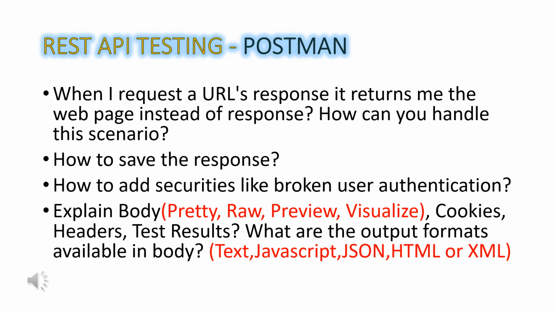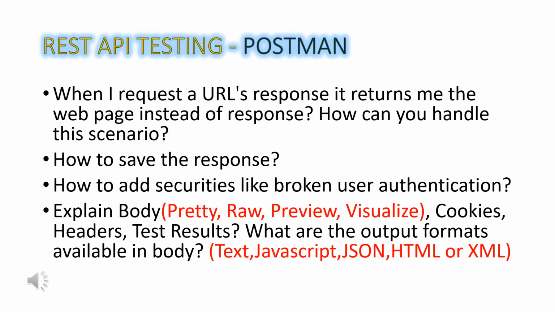REST API testing Postman. When I requested a URL's response, it returns the web page instead of the response. How can you handle this scenario? Most of the time it will happen. We have to request the particular URL, but we need to make sure that the URL is linked with a method so that it will return a JSON, raw, text or XML format response. When you are getting a web page, you come to know that it is not the real URL, it's a web page's URL. So you need to ask the team about the real URL.